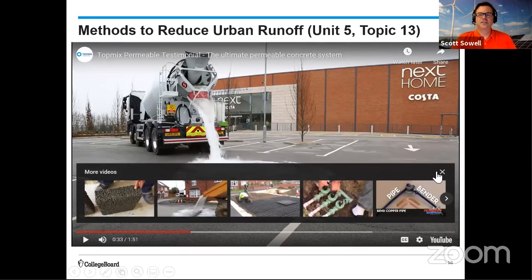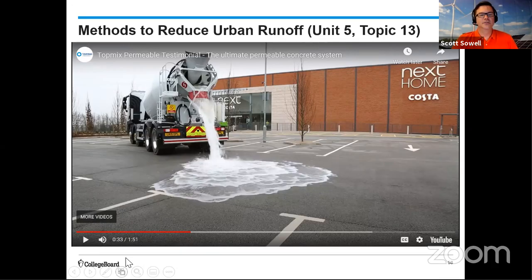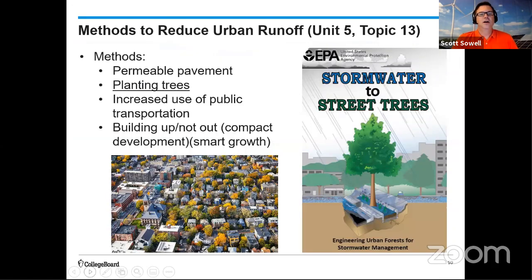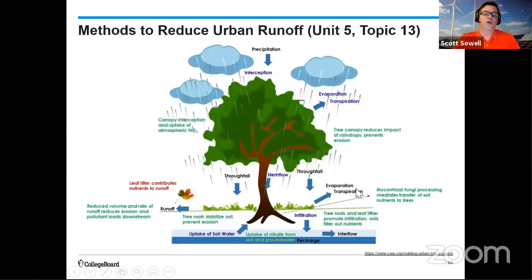Very cool. So the water just gets absorbed right down into the ground. Obviously. So another solution to reducing urban runoff is planting trees. Planting trees in urban areas not only provides other benefits like aesthetic benefits or clean air benefits or shade benefits, it also can help with this stormwater runoff.